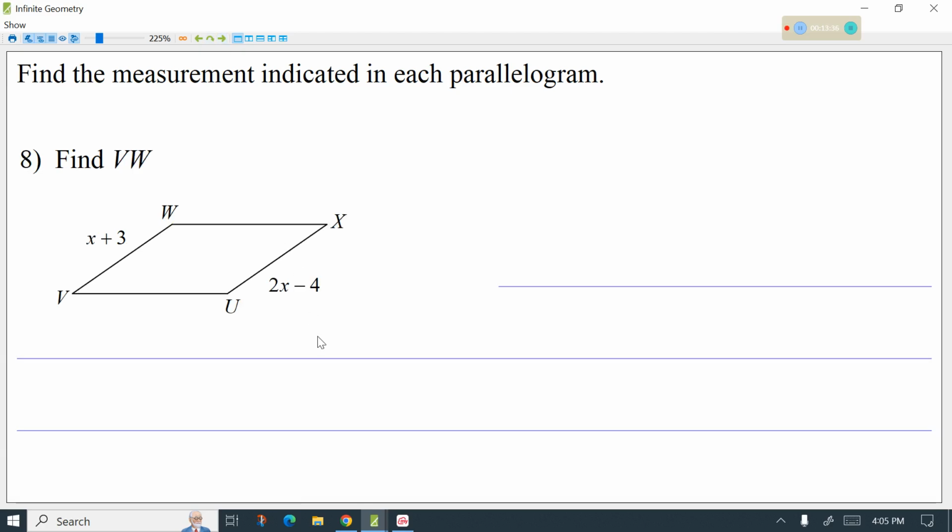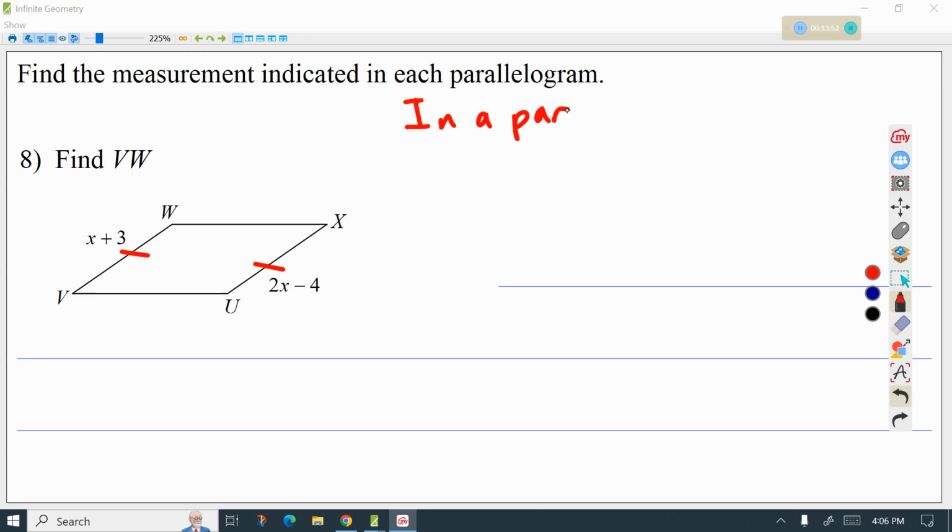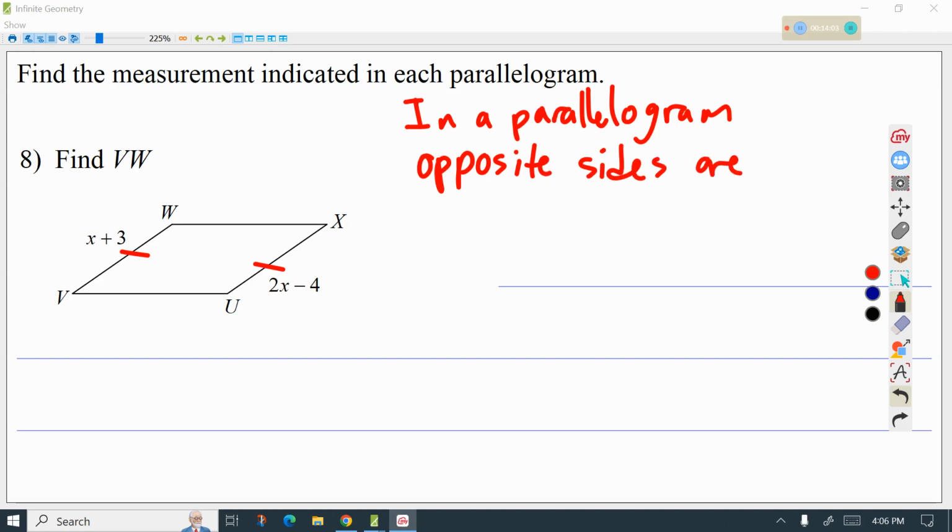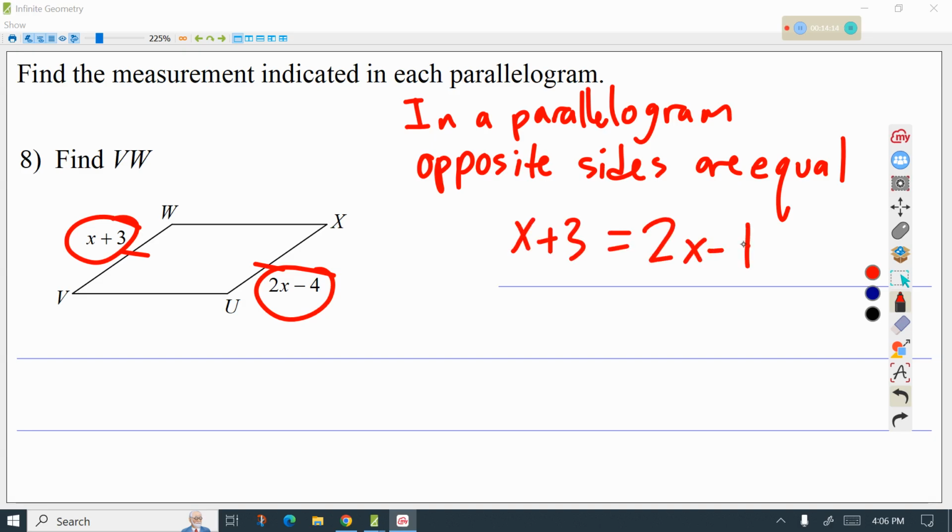8 was a homework problem. Okay, you guys should have been able to set this up as x plus 3 equals 2x minus 4. And we could say something about this, right? We could say in a parallelogram, opposite sides are equal. Okay, well, if those opposite sides are equal, then this is equal to that because those are opposite sides. So I'm going to write x plus 3 equals 2x minus 4.